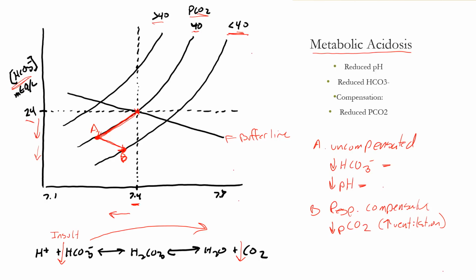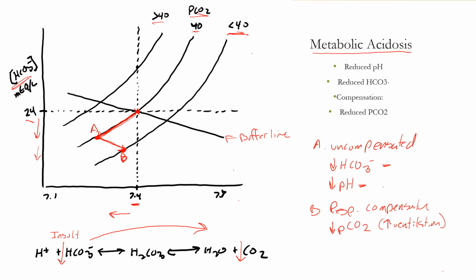And so this represents that compensation. Now it didn't go all the way back to 7.4 because the problem is this. As I start to breathe off more and more of that CO2, and my CO2 level starts to drop, that actually suppresses my ability to hyperventilate any further, because decreased CO2 inhibits any further hyperventilation. So it limits me from being able to restore it all the way.